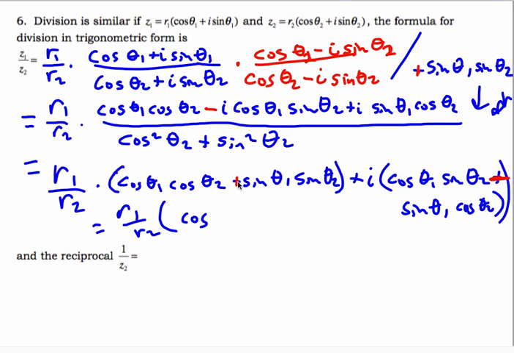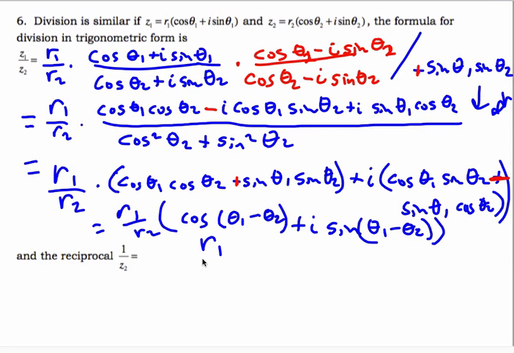Now, because this is positive, we use that cosine identity. It gets you theta 1 minus theta 2. And for the sine here, we're going to get sine theta 1 minus theta 2. Okay, so this is equal to R1 over R2 cis theta 1 minus theta 2.